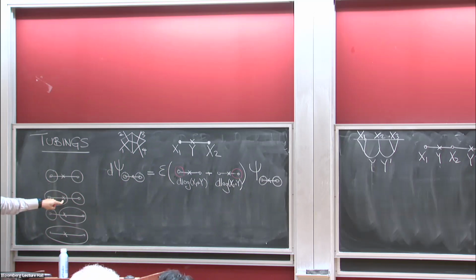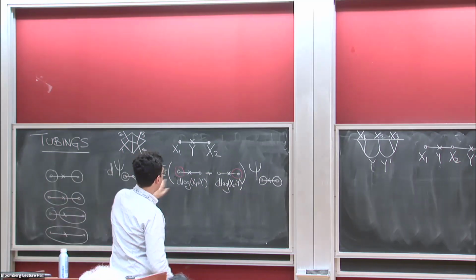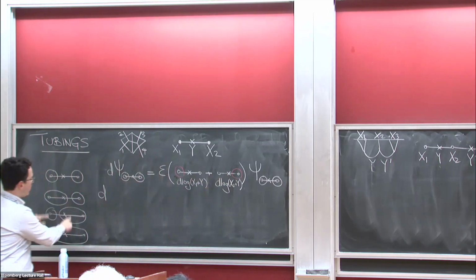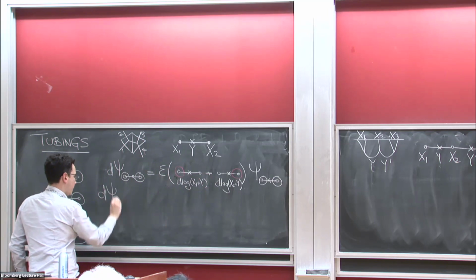Remember to keep track of the plus or minus sign. And this is d log of x1 plus x2. Okay? So there are 5 types of tube. This guy, this guy, this guy, this guy, this guy, which are the 5 ladders. So this is one differential equation. Now, for these guys, it will be symmetric, as you can imagine.